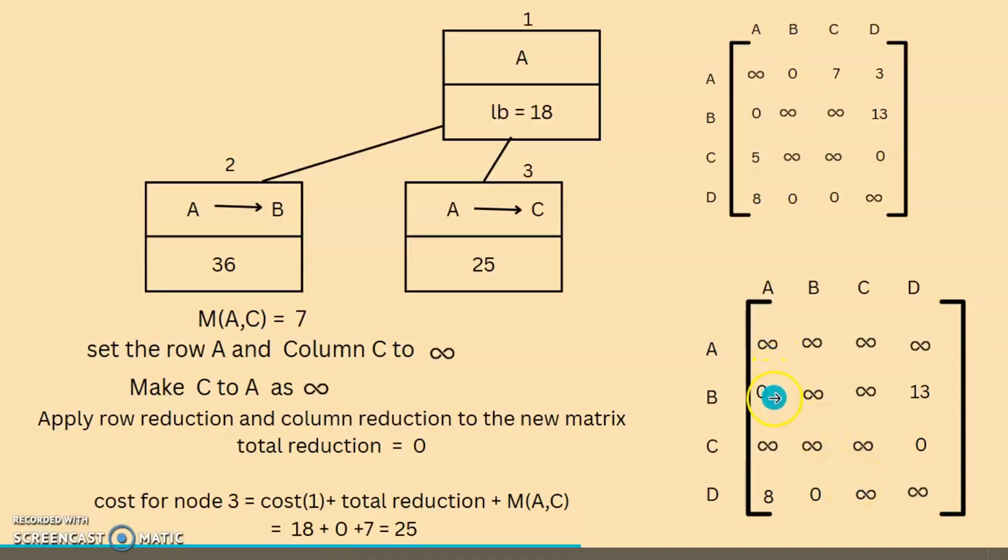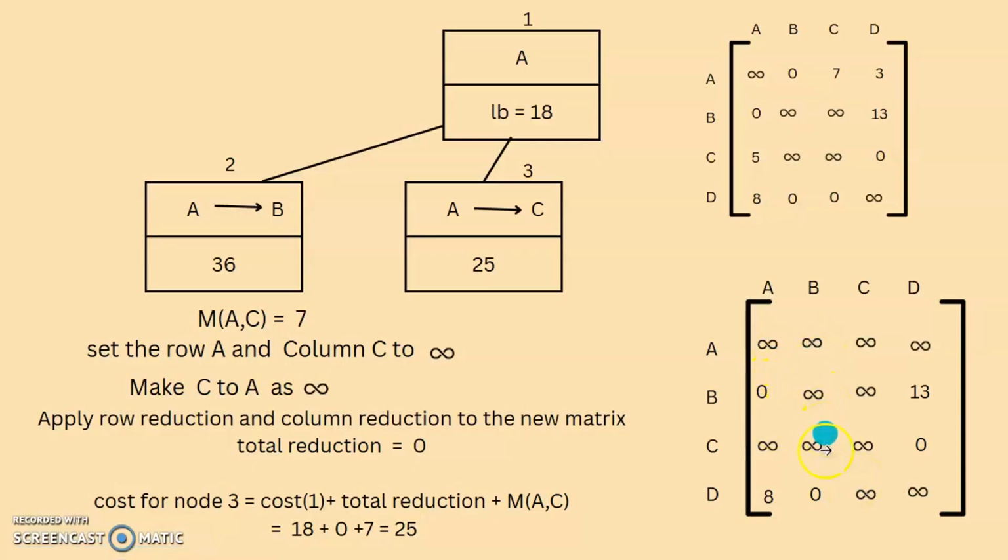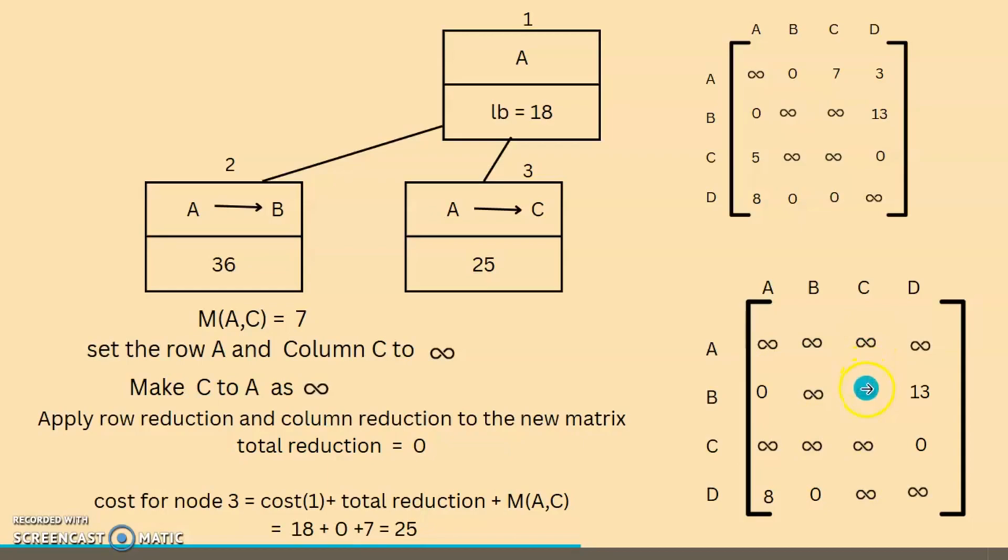And first column contains a 0. Second column contains a 0. Third column all the values are infinity. So no column reduction required. And fourth column also already contains a 0. So no column reduction required. So for this matrix, the total reduction value is 0.